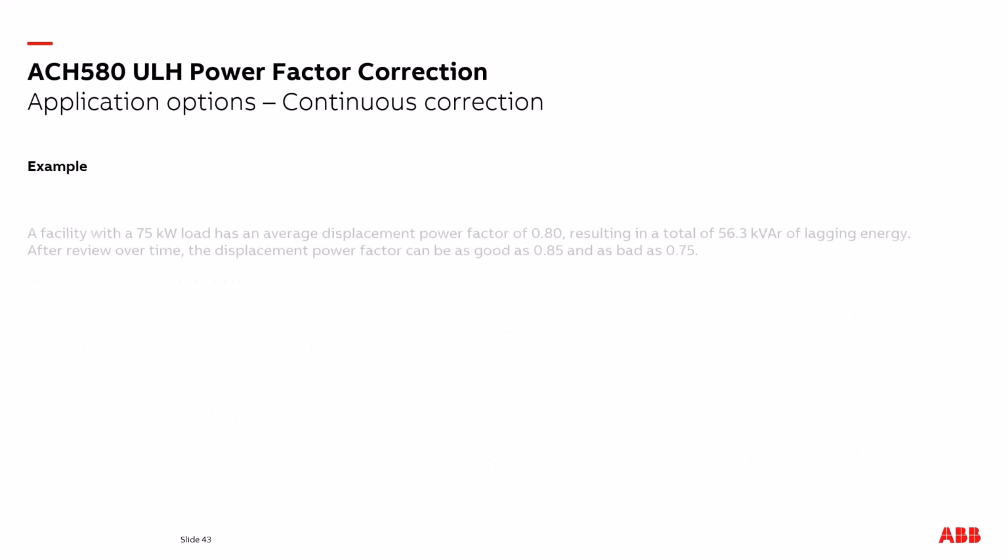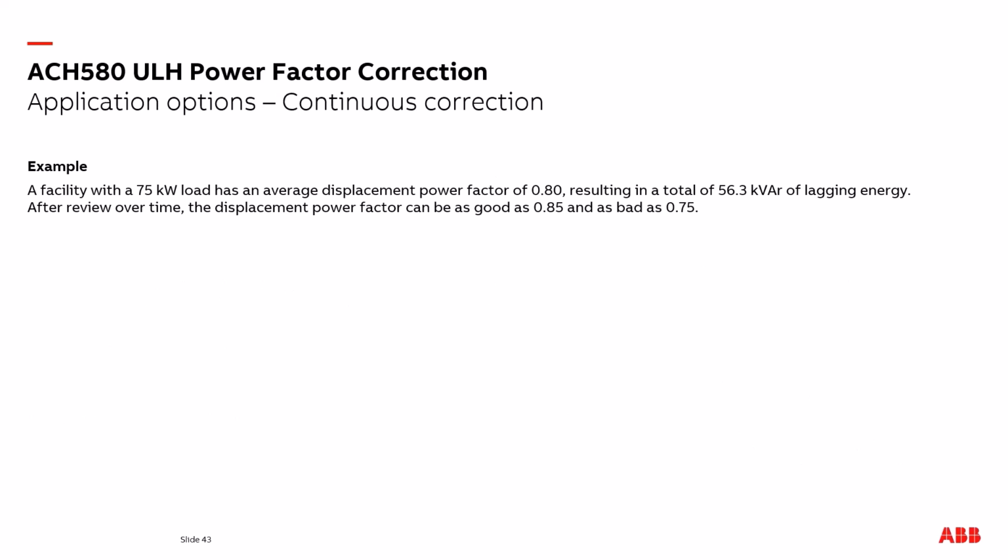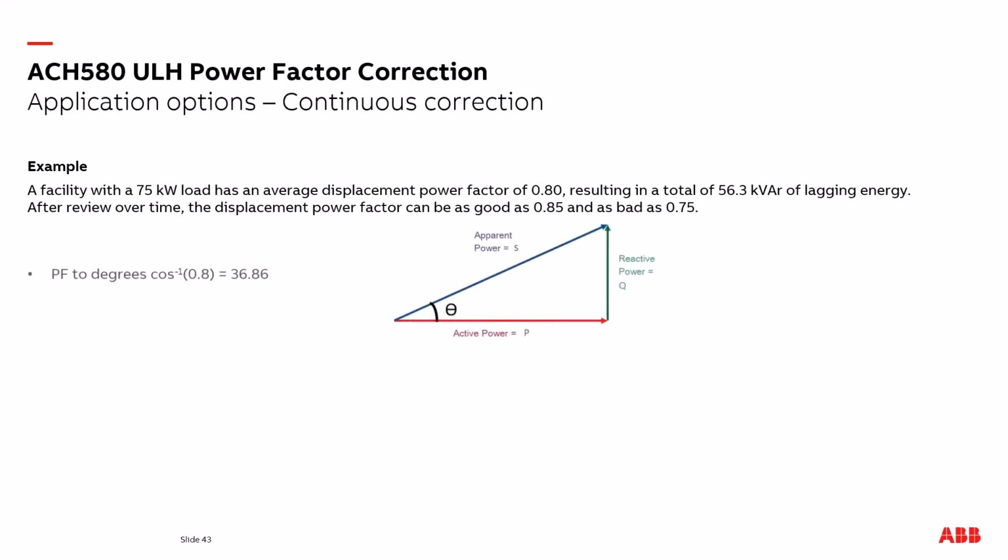We're going to have a facility with a 75 kilowatt load, and it's going to have an average displacement power factor of 0.80, resulting in a total kVAR of 56.3 lagging. After review over time, the displacement power factor can be as good as 0.85 and as bad as 0.75. So looking at the system, we're going to go back to our triangle right here, and we're going to convert power factor to degrees. So that's an arc cosine of 0.8, and that gives me 36.86 degrees.